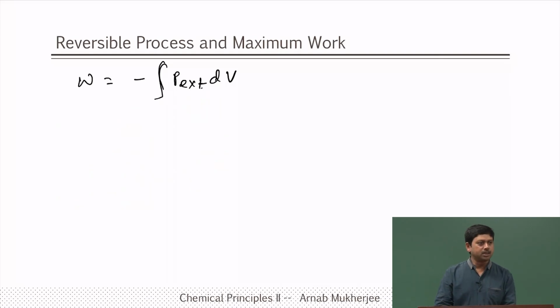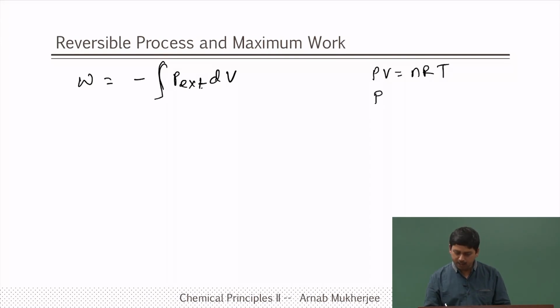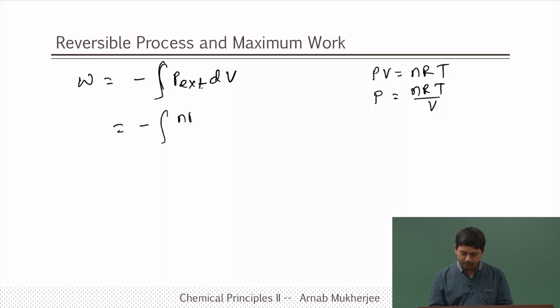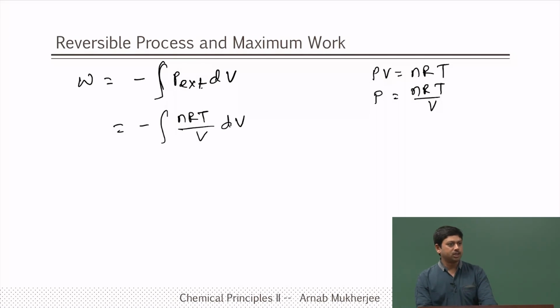So, W is minus the integral of P external dV, and P is now within the integral because P is also changing along with the V. Now, we know from the ideal gas equation that PV equals nRT, right. So, our P is nRT by V. I am going to replace that here, and it is a constant temperature process, as I told you, right.